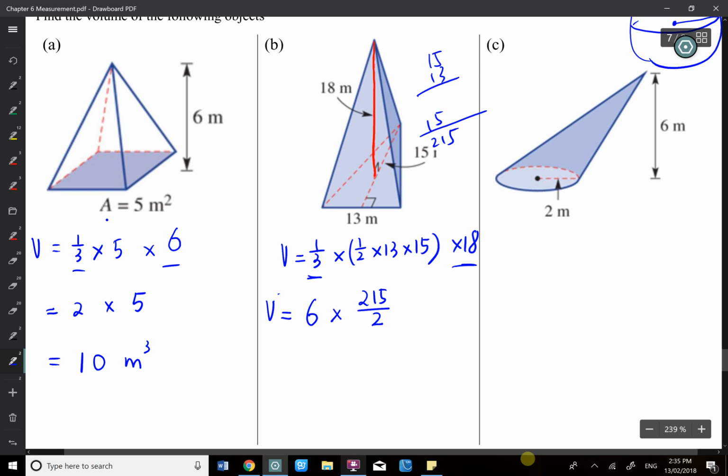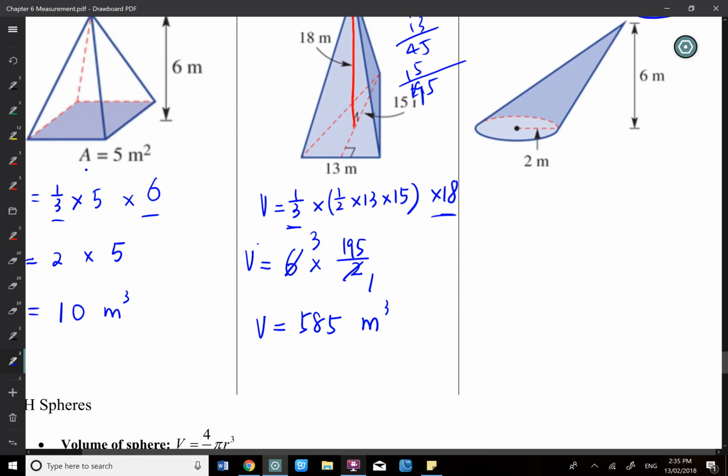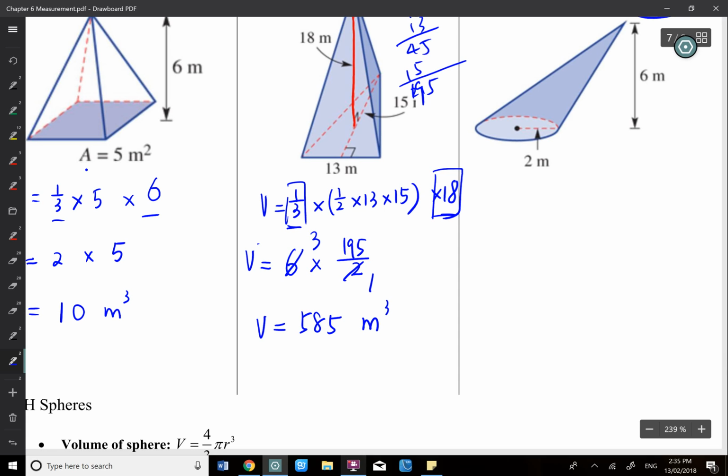No, sorry, 15 times 13, 10 times 13 is 130, and 5 times 13 is 65, so 195. 195 over 2. And I'll times that by 6. So that can go 1, that goes for 3. 585 meter cubed. Okay, 585 meter cubed. So I use the third times 18 to get the 6 first, and then times 13 and 15 together and half.